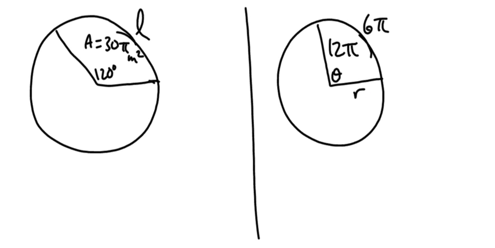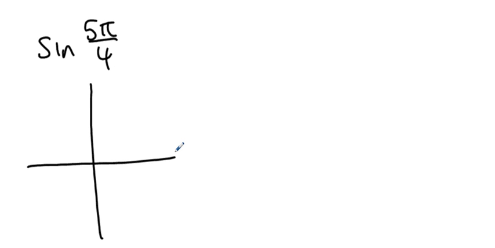The other thing we do with radian measure is we find ridiculous things like the sine of 5 pi over 4. So how exactly do we find the sine of 5 pi over 4? Well, pi over 4, that's a 45-degree angle. So if I'm trying to get to 5 pi over 4, that's 1 pi over 4, 2 pi over 4, 3 pi over 4, 4 pi over 4, 5 pi over 4. This is 5 pi over 4.